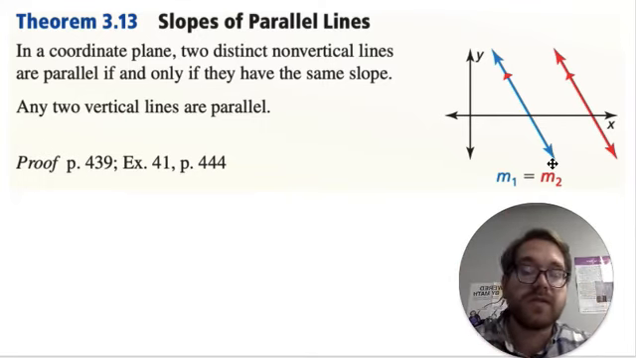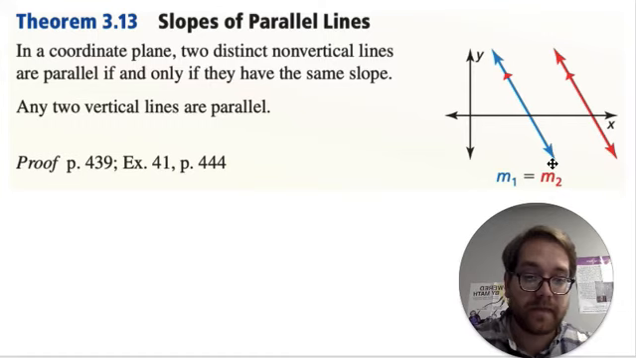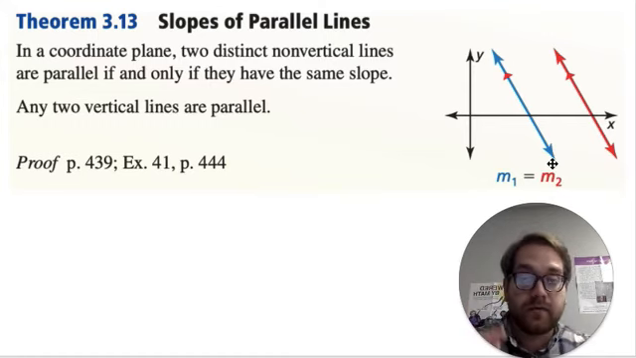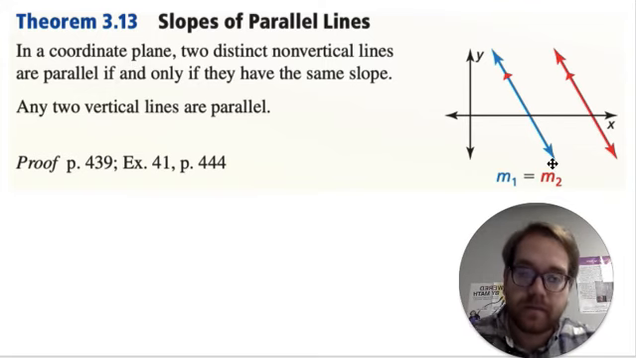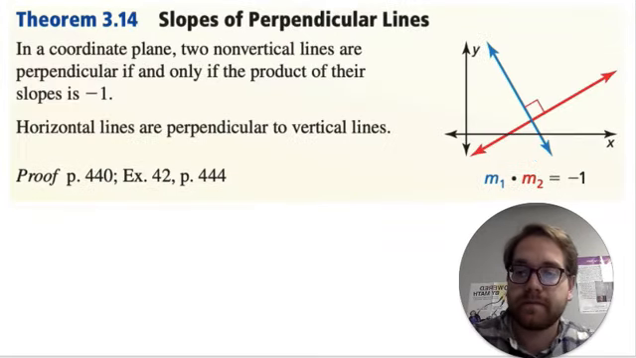And so slopes of parallel lines have to be the same, okay? Or else they're not parallel. Okay? So to determine if two lines are going to be parallel, we can look at their slopes.